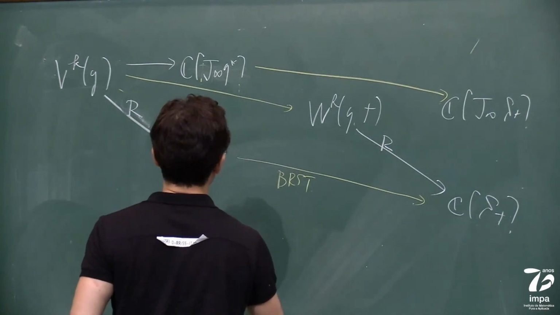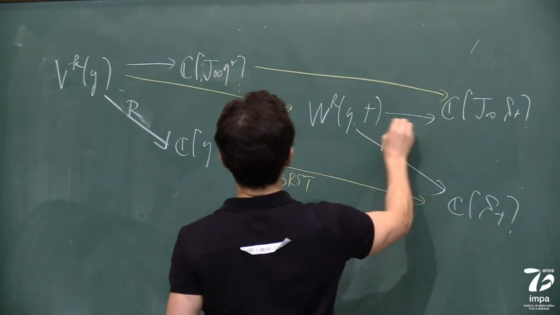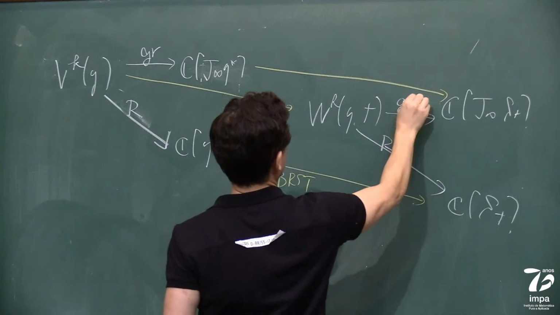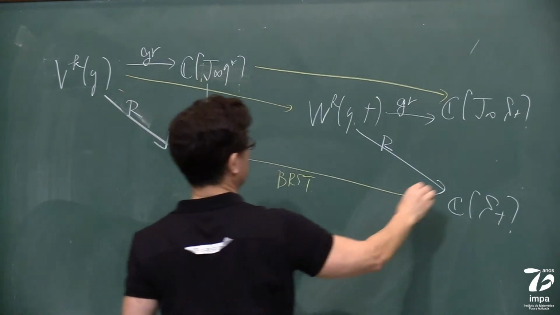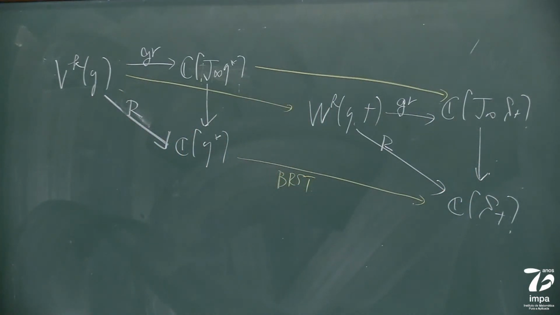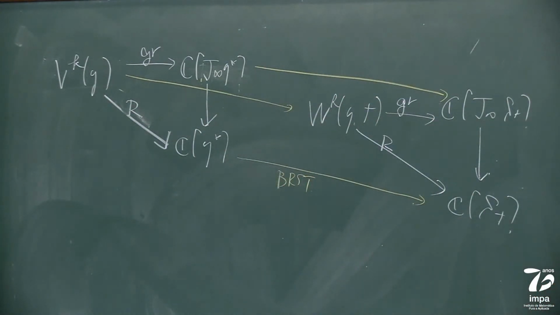So we have a commutative diagram here again, and here again, it is just taking Zhu's algebra. And then finally, you can talk about the Zhu's algebra, which is a non-commutative version.